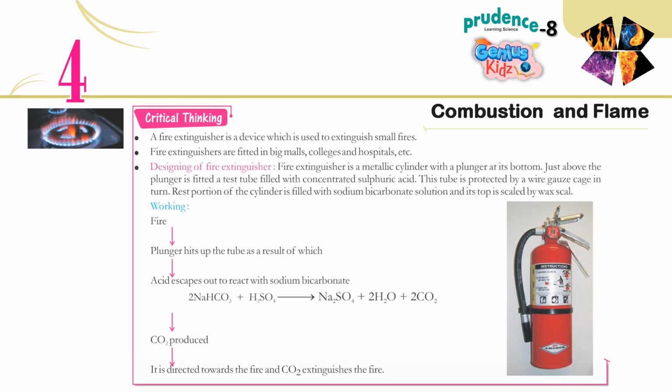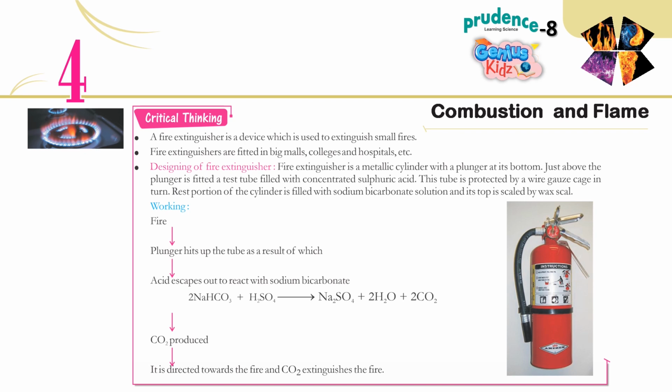Critical thinking. A fire extinguisher is a device which is used to extinguish small fires. Fire extinguishers are fitted in big malls, colleges and hospitals, etc. Designing of the extinguisher. A fire extinguisher is a metallic cylinder with a plunger at its bottom. Just above the plunger is fitted a test tube filled with concentrated sulfuric acid. This tube is protected by a wire gauze cage in turn. The rest of the cylinder is filled with sodium bicarbonate solution and its top is sealed by a wax coil.